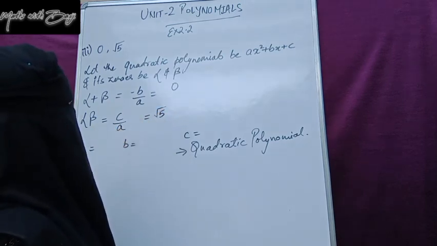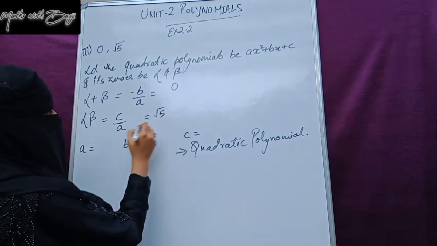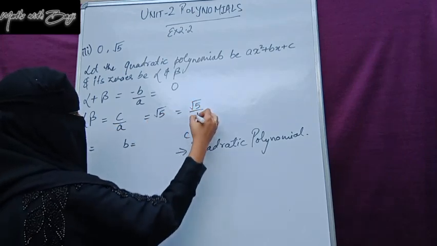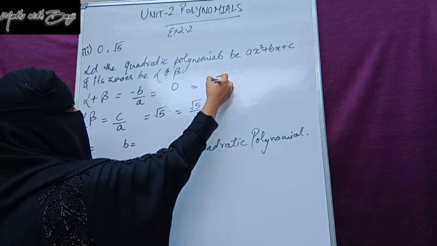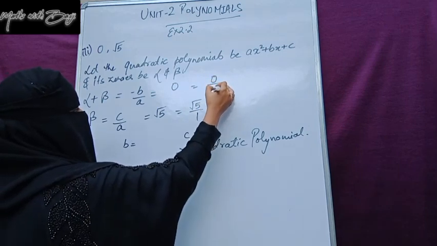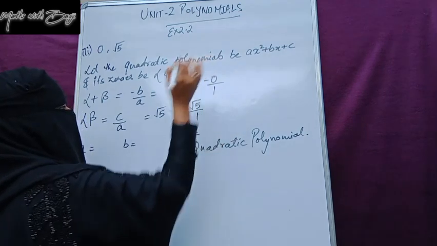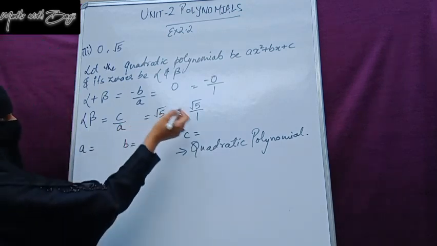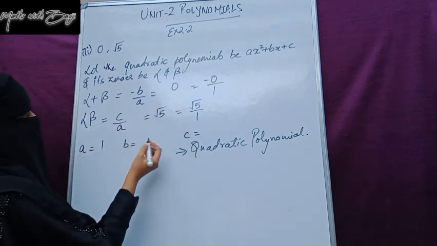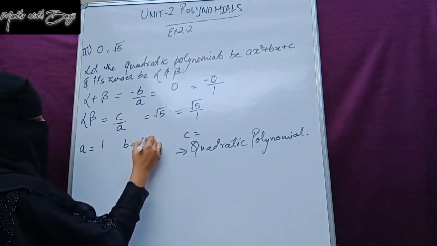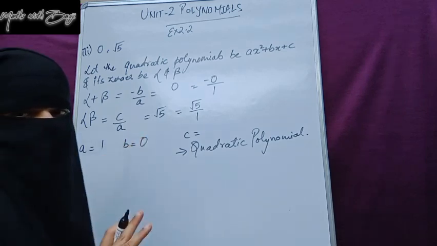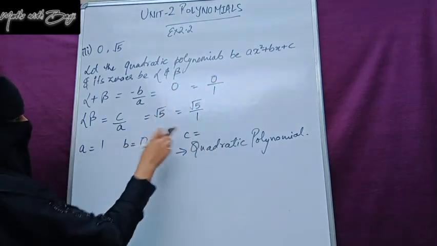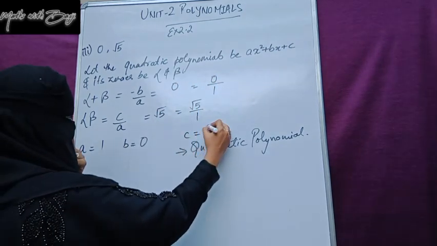Now here we need to calculate the value of a. A here is, we can write square root 5 upon 1, or we can write 0 upon 1. Even if you want, you can write minus sign as well. Tick. Now a is 1, b is what? B is 0, we can say. Minus 0, 0 means 0 only. There is no need to write even the minus 0 over here. C is square root 5.